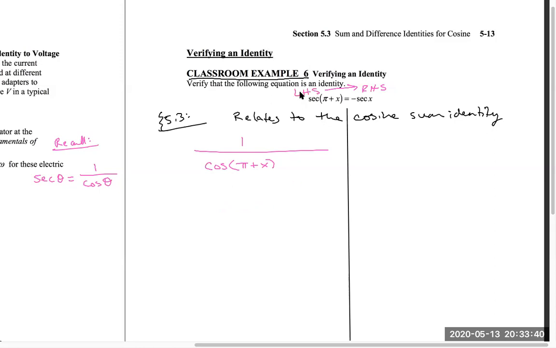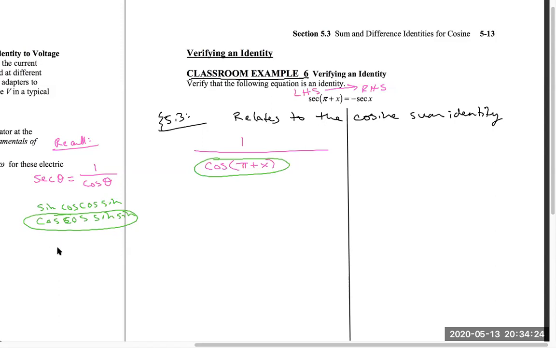Now your next step stems from the denominator here. Remember, we learned a song for this last time. Essentially, the song was sine, cosine, cosine, sine, cosine, cosine, sine, sine. Essentially, this part here tells us what we're going to be using for the cosine sum and difference formulas.